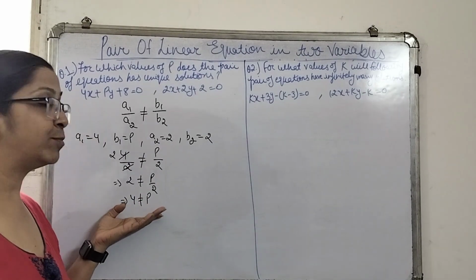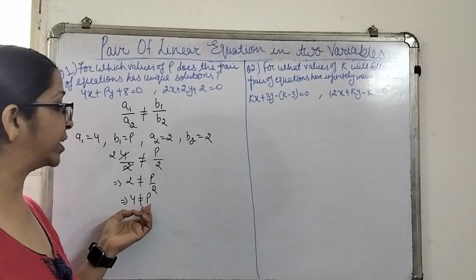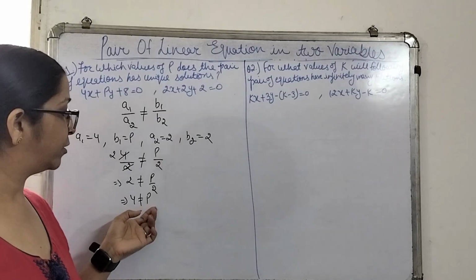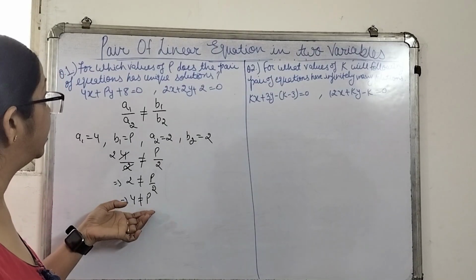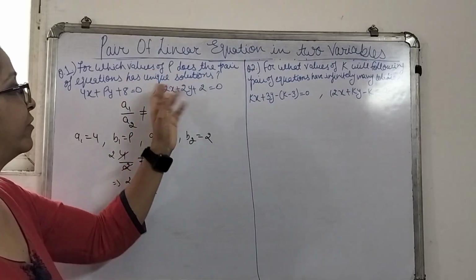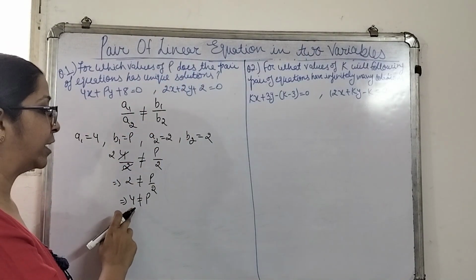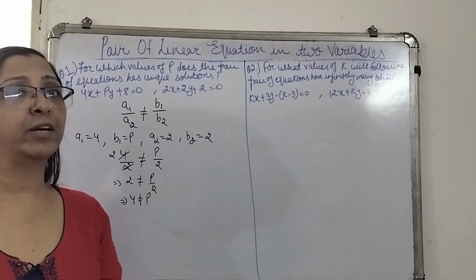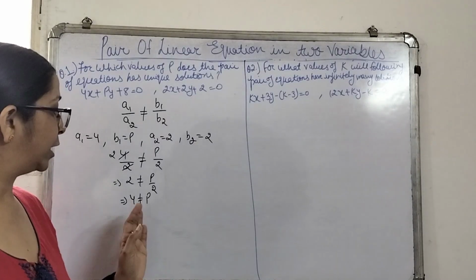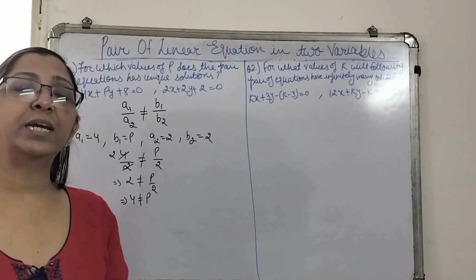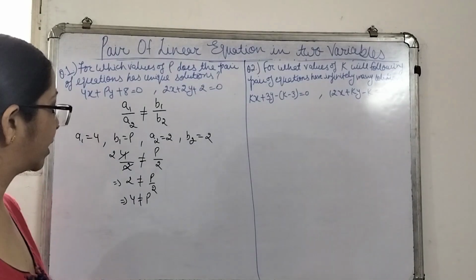That means except the value 4, if p is any other real number, then it will have a unique solution. For a unique solution, p should not have the value 4. If p has any other real number value, then it will have a unique solution.